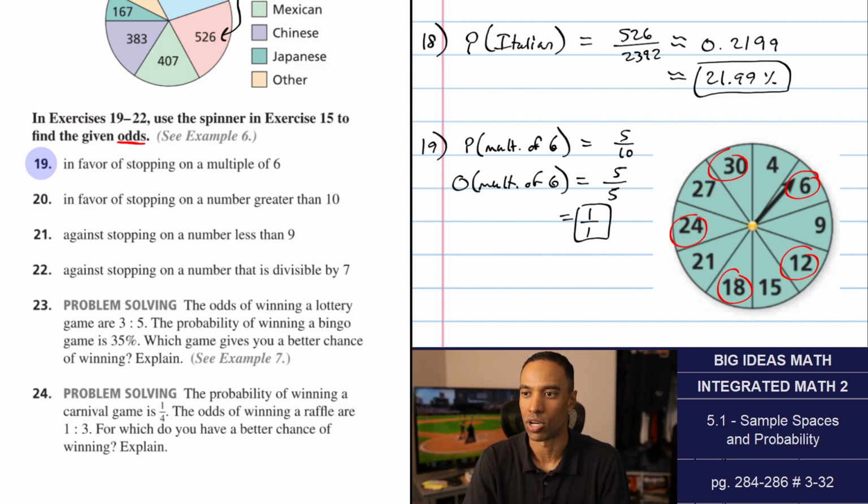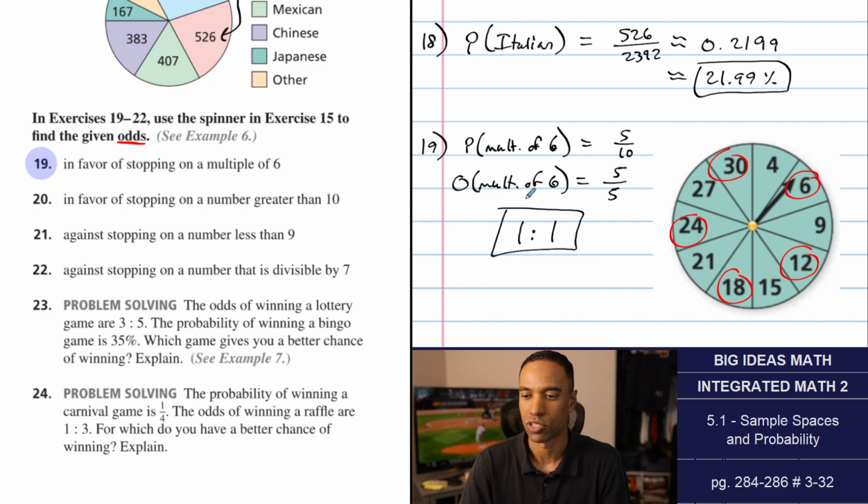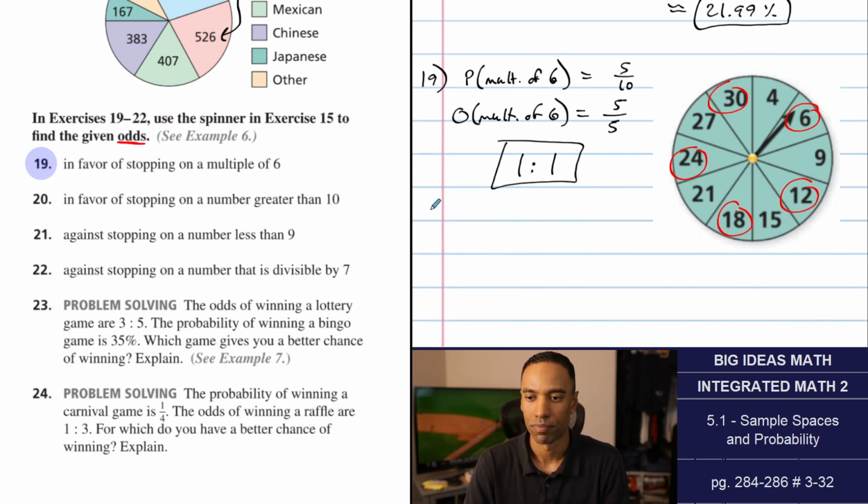I shouldn't write it as a fraction. I should write it as its ratio counterpart. So 1 to 1: 1 in landing on 6, 1 in not landing on 6. Equally likely. That's where the 50-50 comes from, right? 50%.